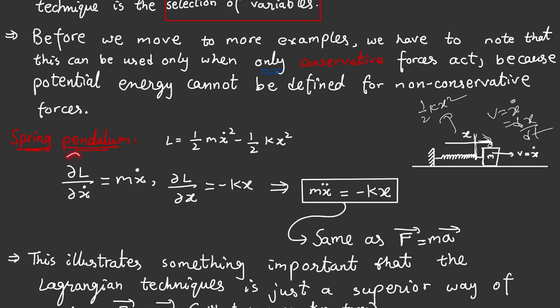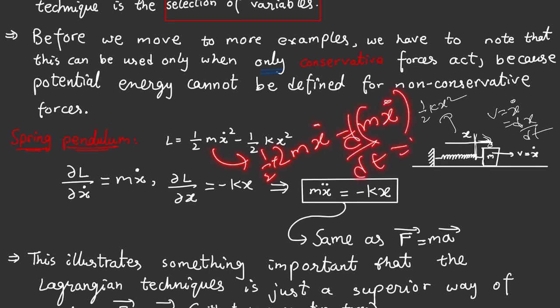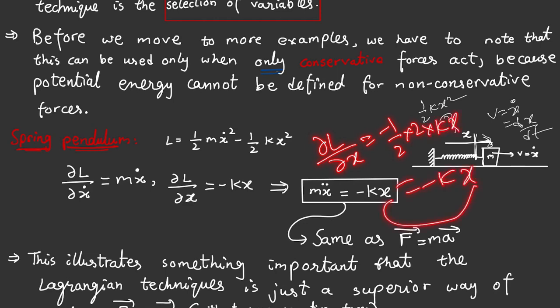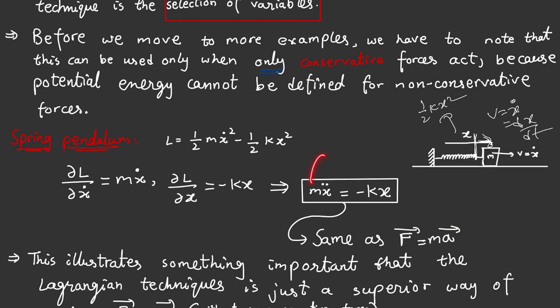Now you partial derivative it with respect to x dot, you get half into 2m x dot, which is nothing but m x dot. Now you differentiate this again with respect to time, you get m x double dot, which is this. Now you differentiate L with respect to x, you get dou L by dou x is nothing but minus half into 2 into kx, which is nothing but minus kx, which is the RHS. Now, as you probably noted, this is just MA, and this is the force, Hooke's law restoring force. So this is essentially the same as F equal to MA.